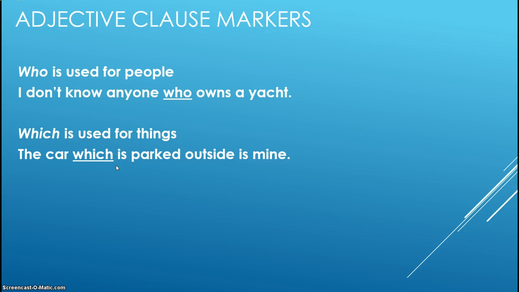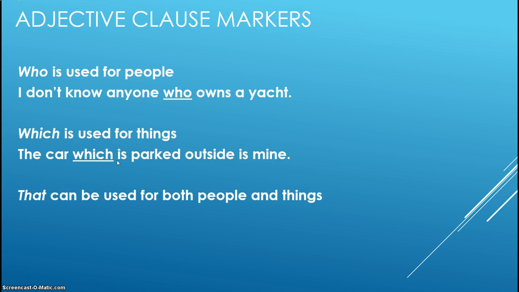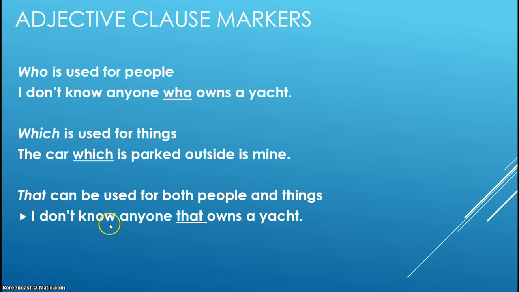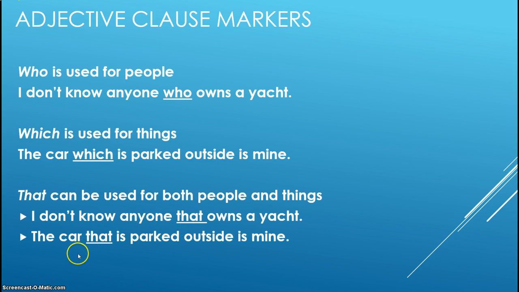And then our last one, only three to worry about for adjective clause markers, and it's that. That can be used for both people and things. Very flexible, a very flexible marker there. I don't know anyone that owns a yacht. The same as I had up here. I could say who owns a yacht. I could say that owns a yacht. Both are fine. The car that is parked outside is mine. Here I used which for the same sentence. Here I used that for the same sentence. No problem. Both are okay.